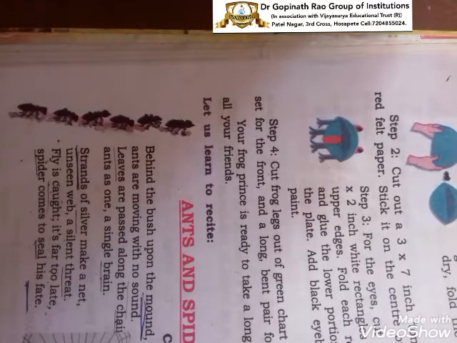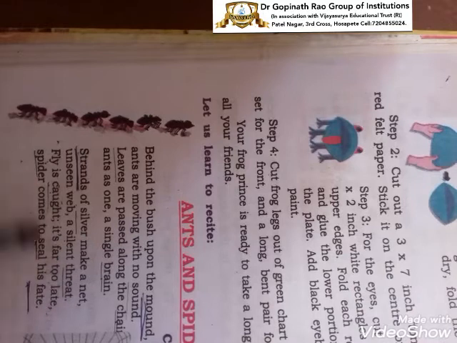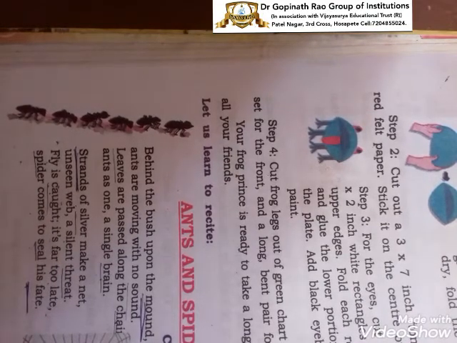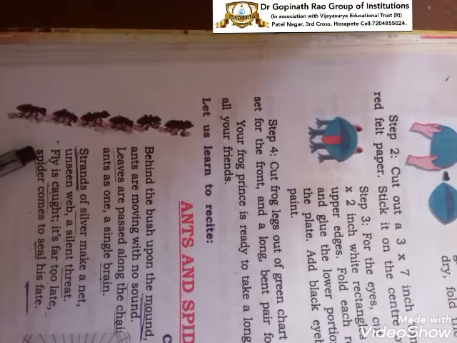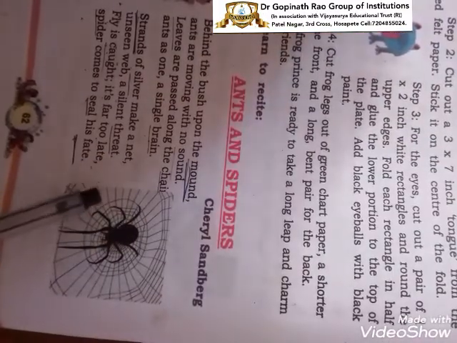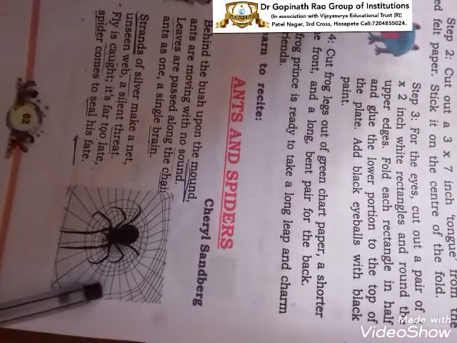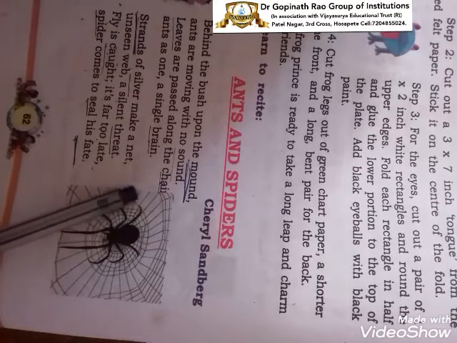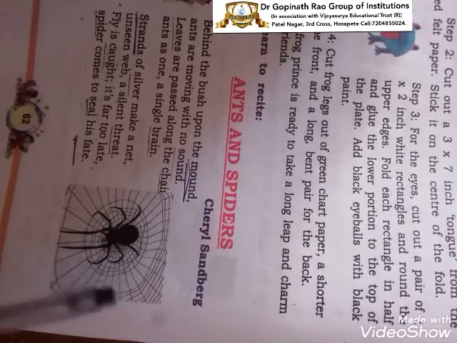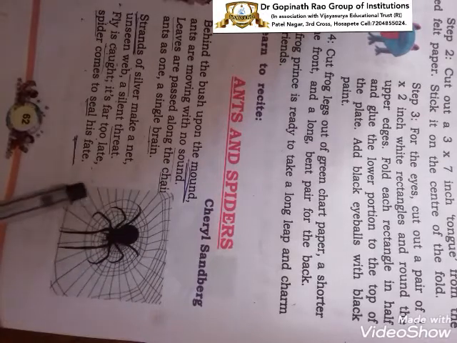Strings of silver makes a net, unseen web and silent thread. Strands means a string. You can see here one string. You can see here strings. The spider is making a web. It's making its home, and these are called strings. It does it one by one.